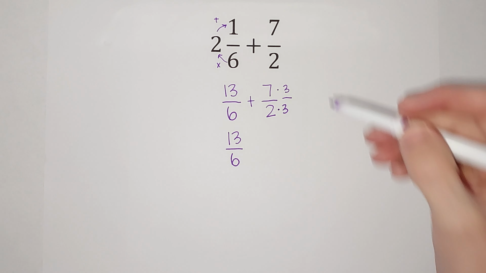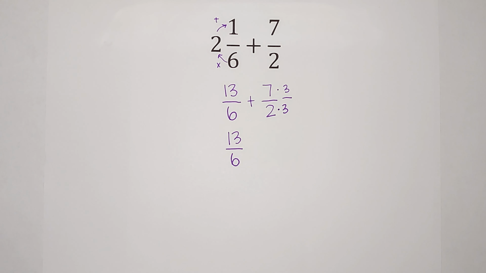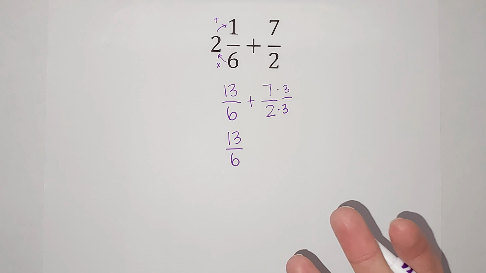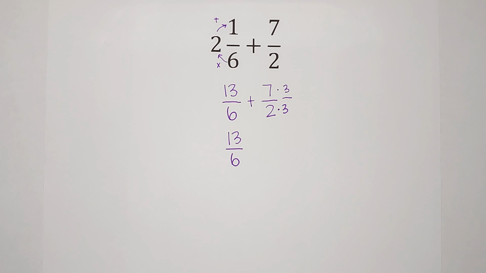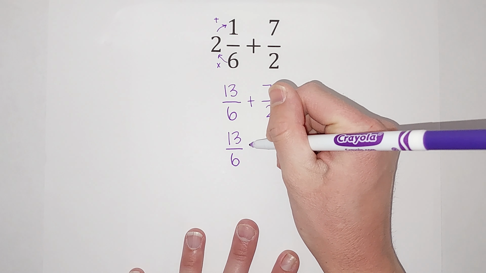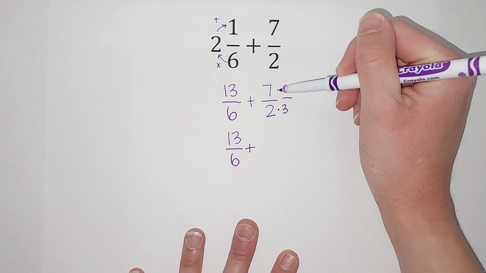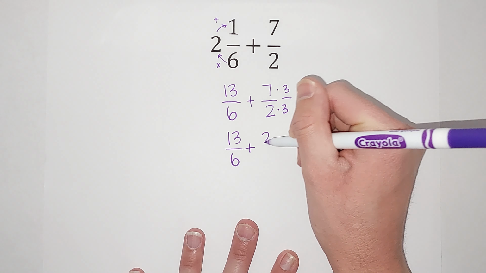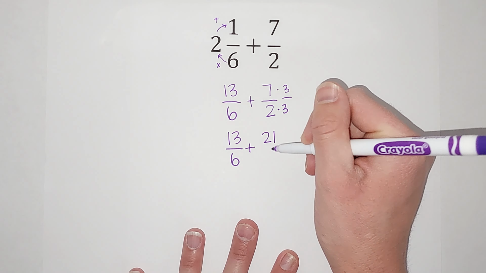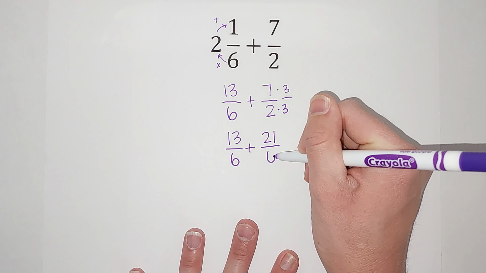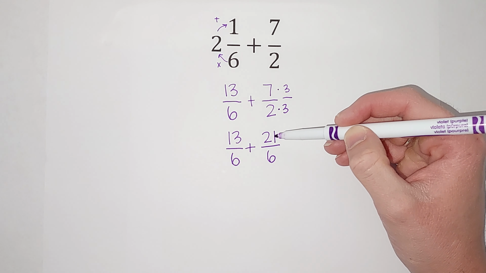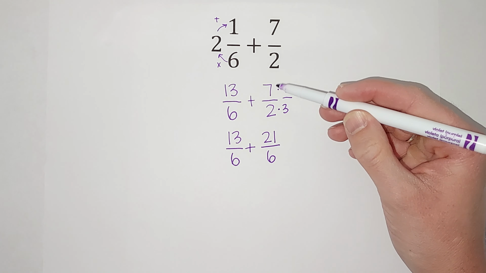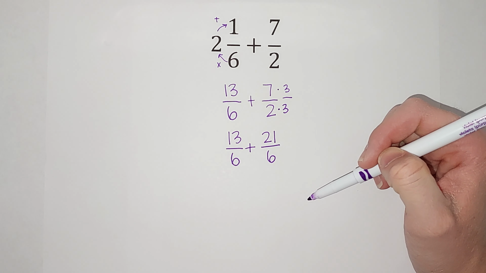Why can I do that? Because 3 over 3 reduces down to 1. So I'm really just multiplying by 1. It's just a weird looking 1, right? So I'm changing what the fraction looks like, but not its value, okay? So we are adding here 7 times 3 gives me 21. And 2 times 3 gives me 6, okay? So 7/2 and 21/6 are the same fraction. This one's just more simplified than this one, okay?